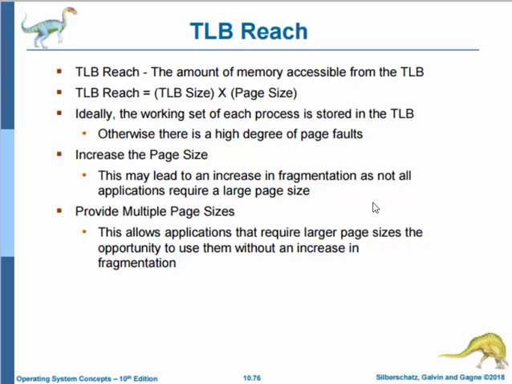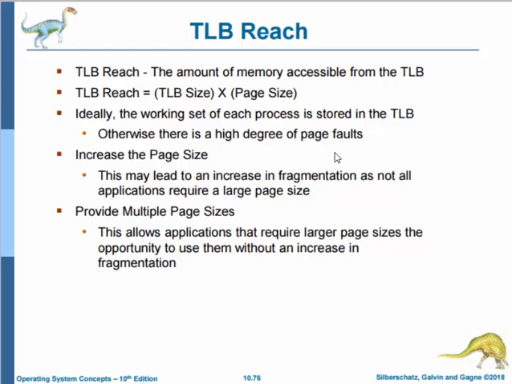So we have mentioned before, especially in chapter 9, the last topic that we have, that the TLB reach is the amount of memory accessible from the TLB. So TLB is the translation lookaside buffer. The definition is that the TLB size is multiplied by its page size to get the TLB reach. So ideally, the working set of each process is stored in the TLB.